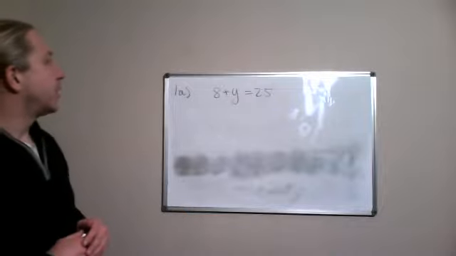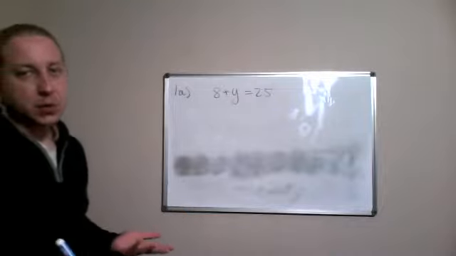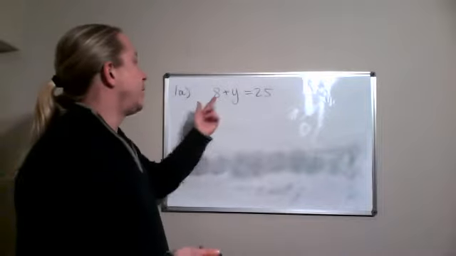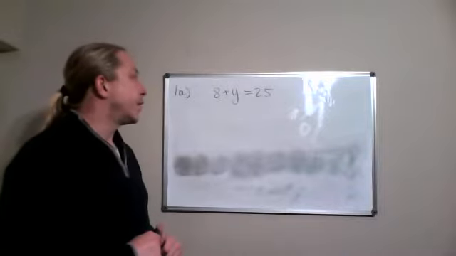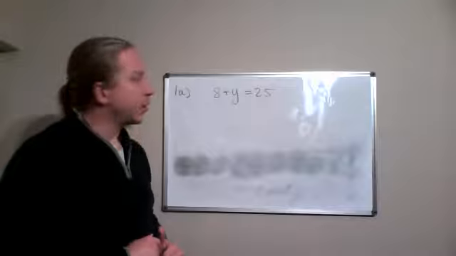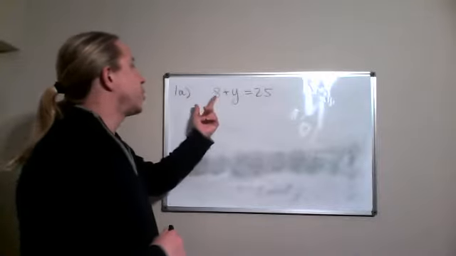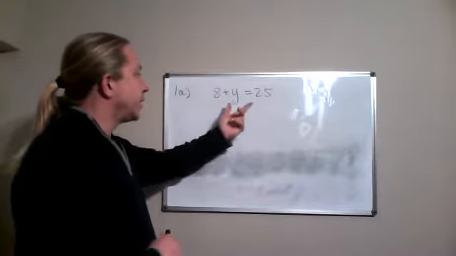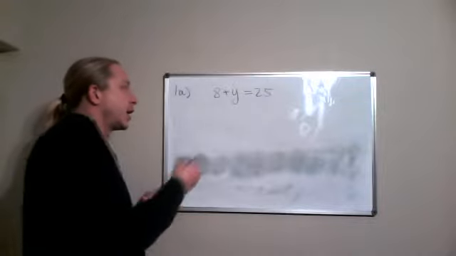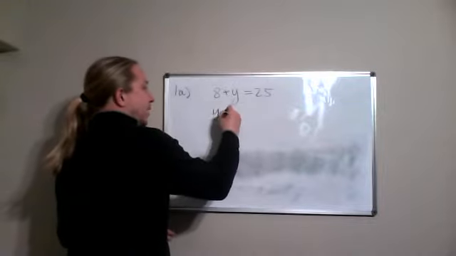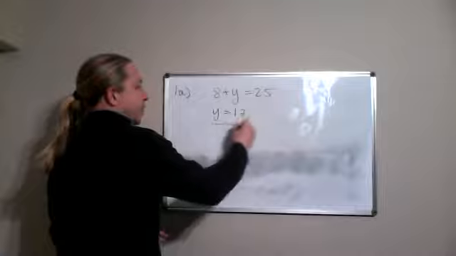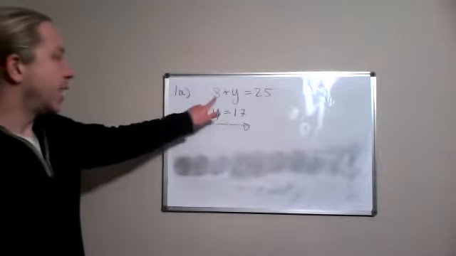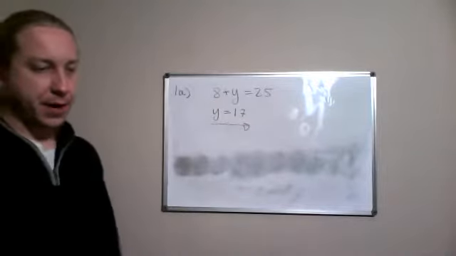Well, let's think. The easiest way to do it is to say, well, 25 minus 8, and that will give us 17. Okay? Or you could do it in your head. You could try to fit the numbers, add them, and see if you get 25. So here we know that y must equal to 17. Okay, because 8 plus 17 will give us 25. All right, so let's look at B.